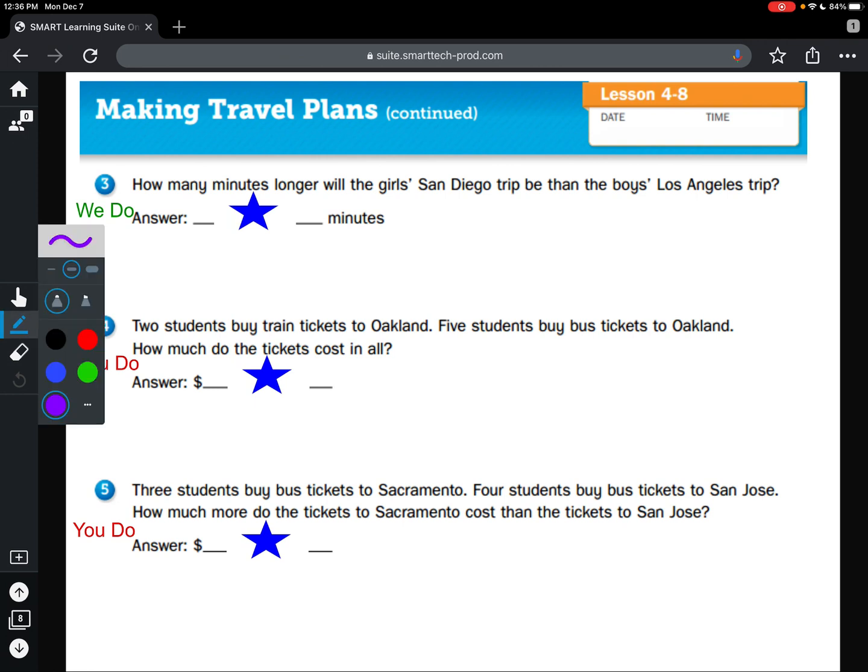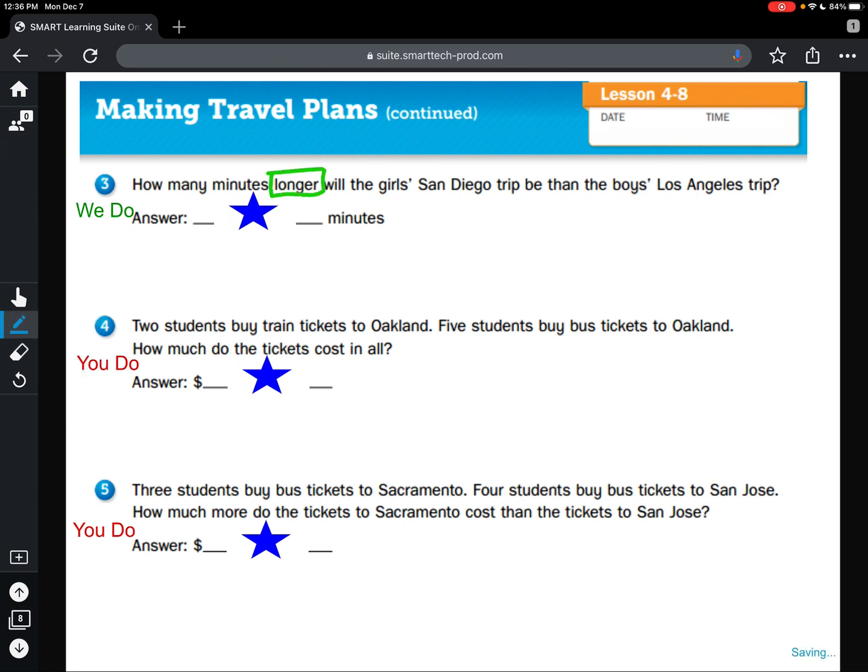How many minutes longer, longer is an action word, will the girls' San Diego trip be than the boys' Los Angeles trip? So I need to figure out how long is the girls' trip and how long is the boys' trip. So take a look at the chart. And above San Diego, how long is the San Diego trip? It's about 6 hours, so you should be copying this down too. And the Los Angeles trip is 3 hours.